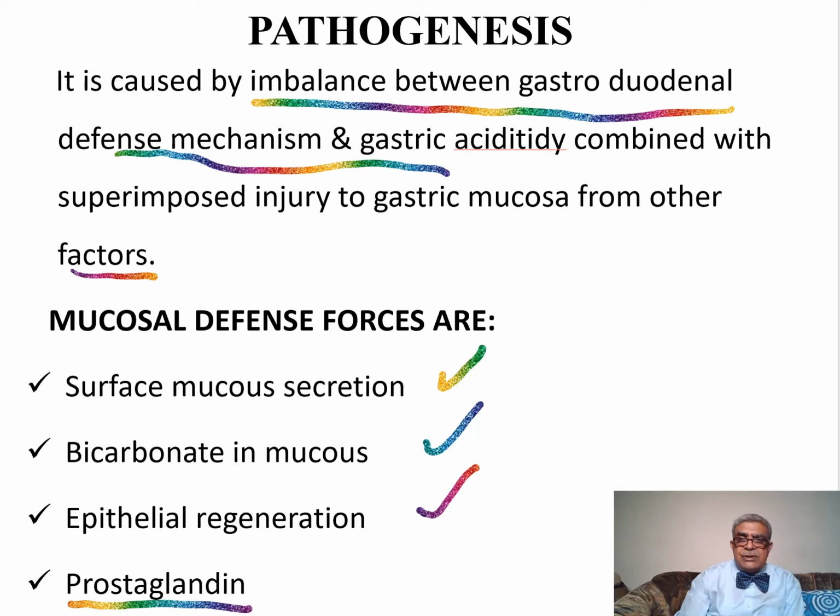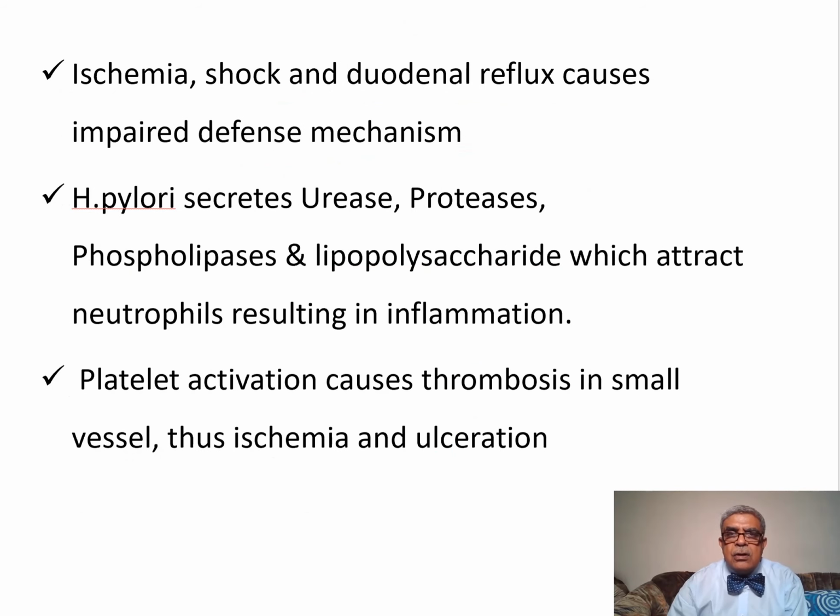They inhibit gastric secretion, increase bicarbonate secretion, and increase gastric blood volume. Ischemia, shock, and duodenal refluxes cause impaired defense mechanism. H. pylori secretes urease, proteases, phospholipases, and lipopolysaccharides, which attract neutrophils, resulting in inflammation. Platelet activation causes thrombi in small vessels, thus producing ischemia and ulceration.